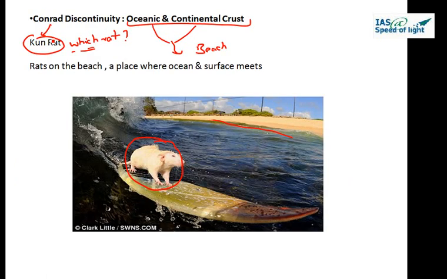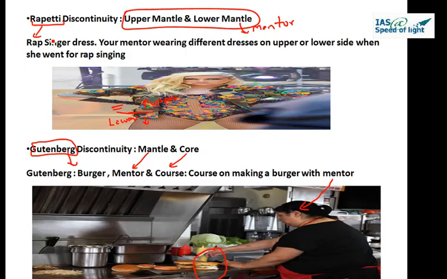The second discontinuity, between the oceanic crust and the continental crust, is the rat, Conrad rat, okay, the Conrad discontinuity. Then the third one is your mentor, who came wearing unusual clothes, upper mantle and lower mantle. And why was she wearing such? Because she wanted to go to a rap singing concert. So the Repetti discontinuity is between the upper and the lower mantle.